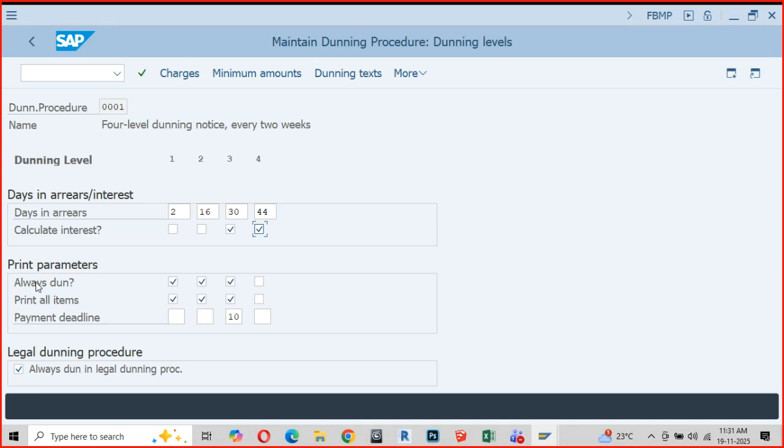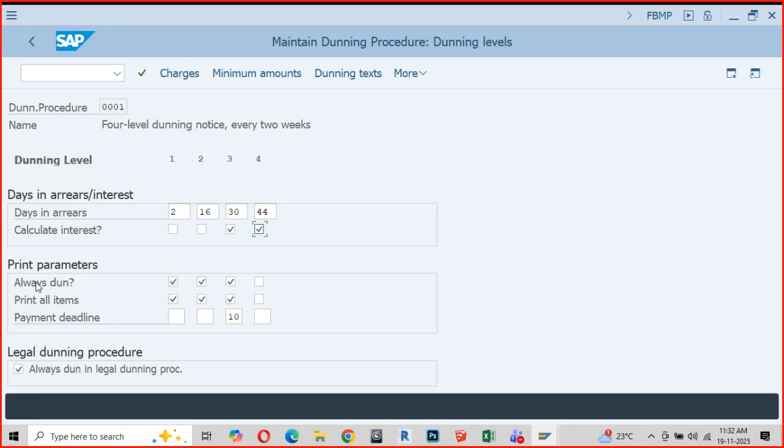Even if there is no change, even if there is no addition of invoices, even if fresh invoices are not being accumulated, I will still allow the system to dun. This is the meaning of this checkbox. Do you want to print all the items? Yes, I will print all the items.